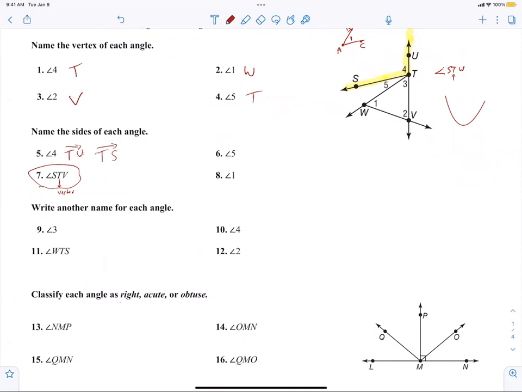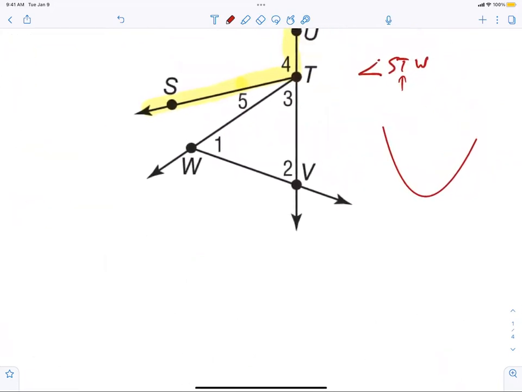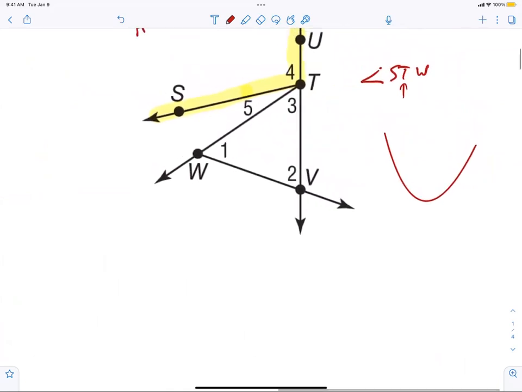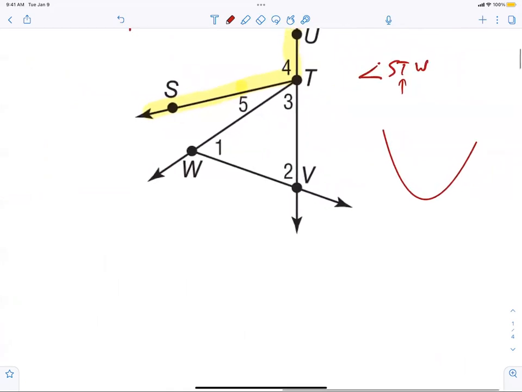Angle 3? Angle, man. Sorry, angle 3. Say it again. Yeah, WTV, right? This is angle 3 right here, right? That's angle 3, right? And what's the vertex? T. So you would say either WTV or VTW.